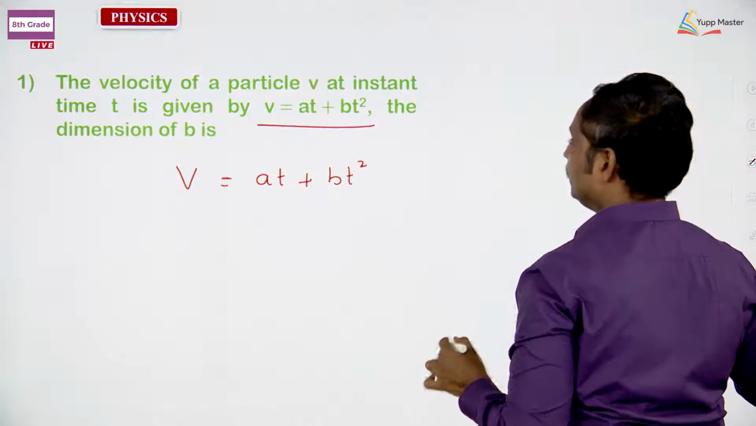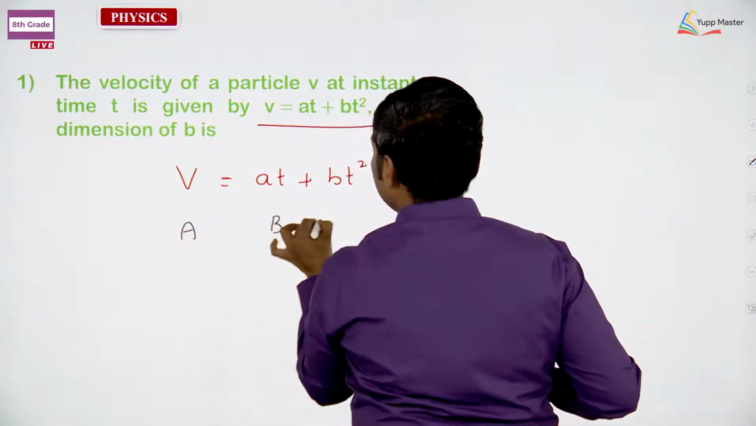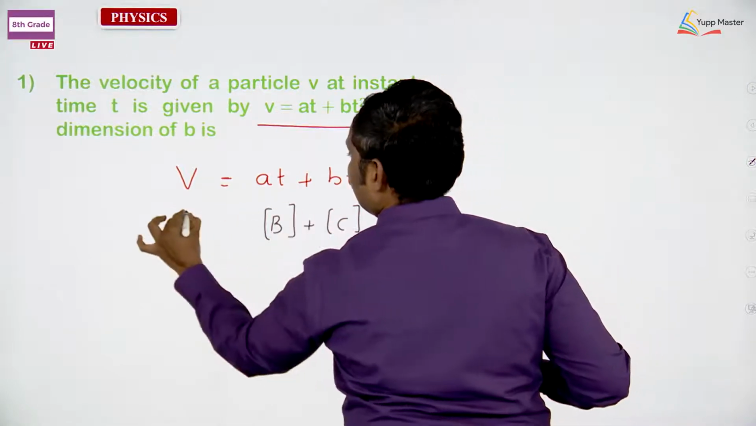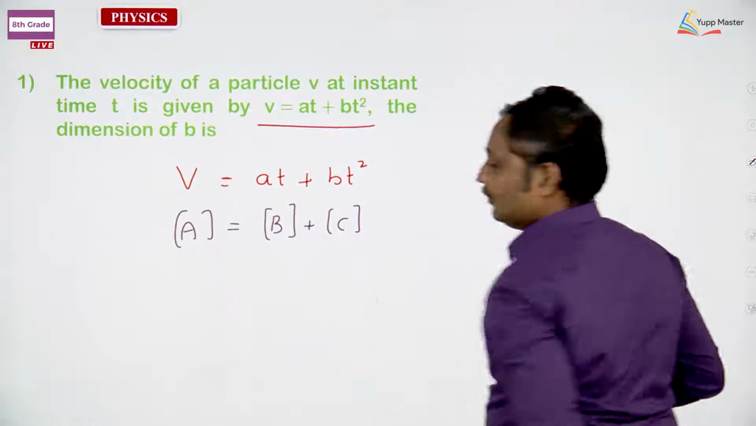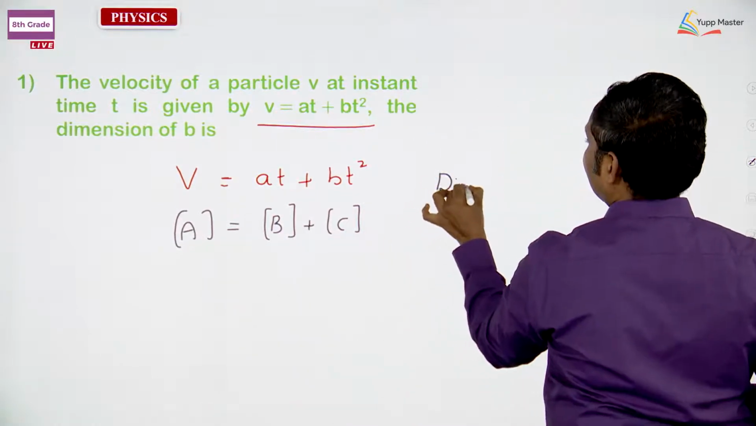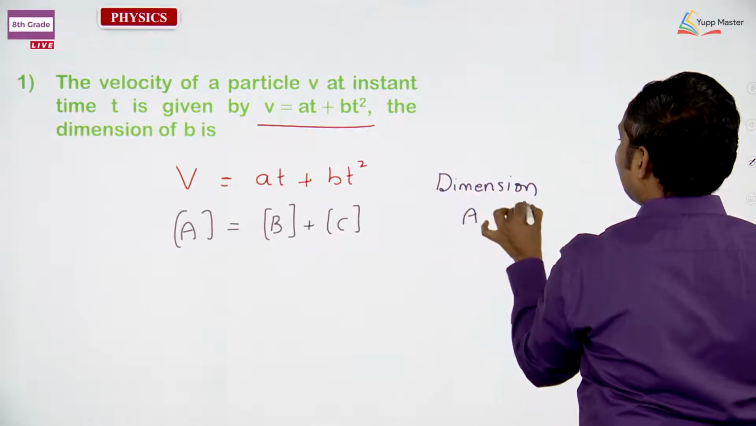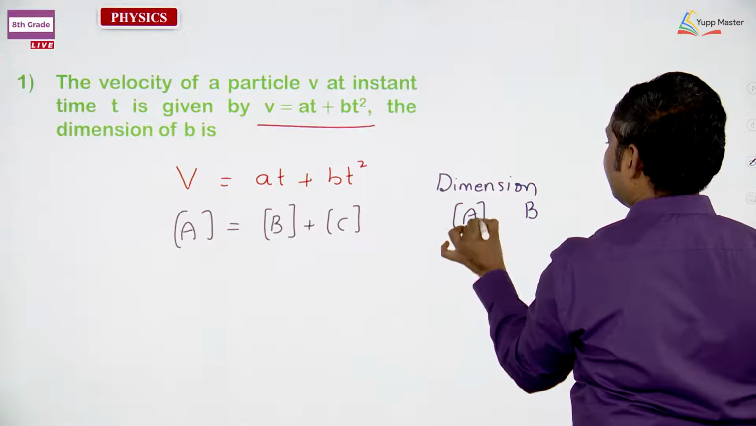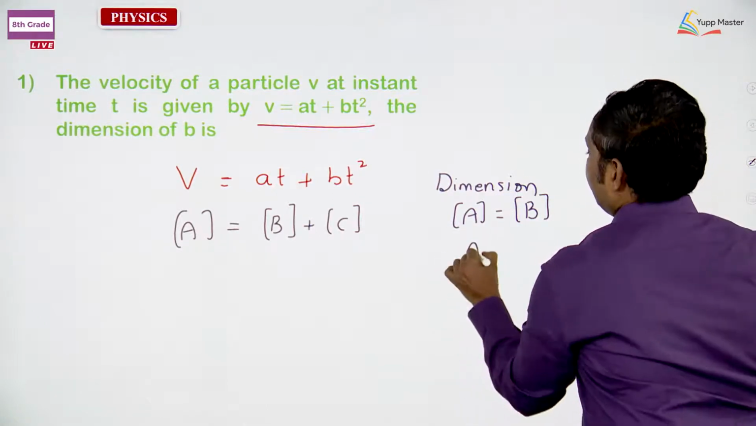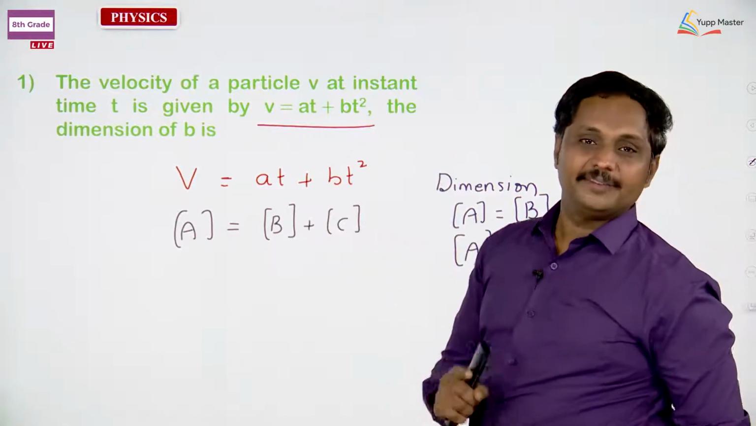Now, let us have a look. This is A, this is B and this is C, let us assume. We take the dimensions: A is equal to B and A is equal to C, then only this equation is correct.